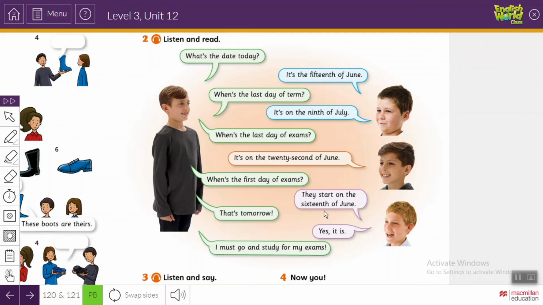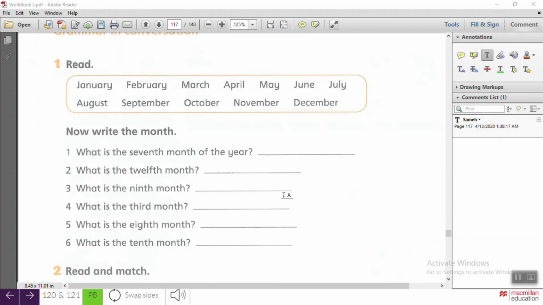Okay, now let's open our workbooks. Well, open your workbook page 115. Again, page 115. This page is homework, question number 1 and 2. Okay, let me tell you how to answer the questions. Let's start with number 1. Here we have to read the months, then write the month. You should read the question and write the correct month.